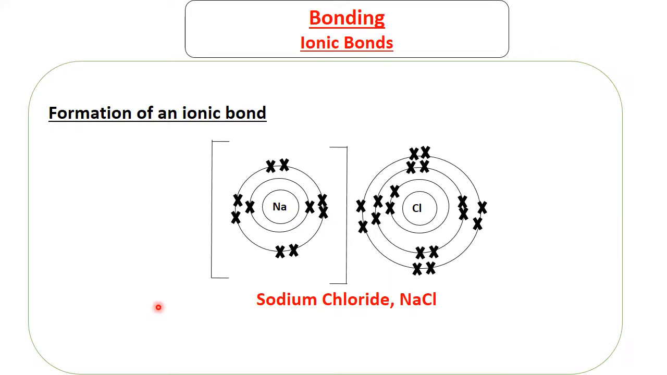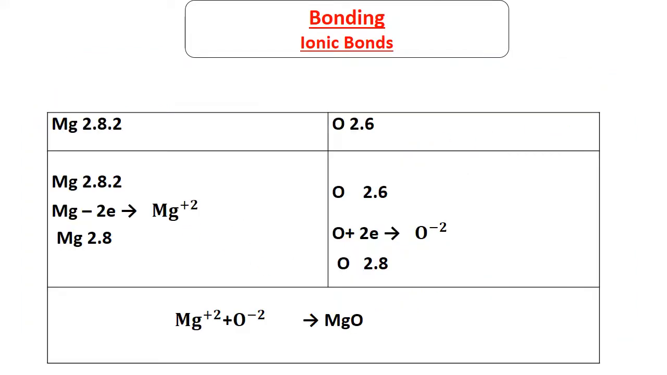So you draw the electronic configuration for the two atoms, then you cover them in these square brackets. When you do this, here you write the charges. So you write positive, it has lost 1 electron, negative, it has gained 1 electron. So this is sodium chloride.